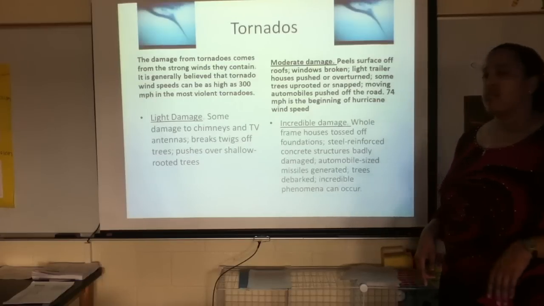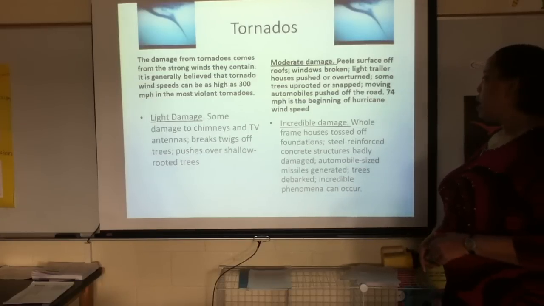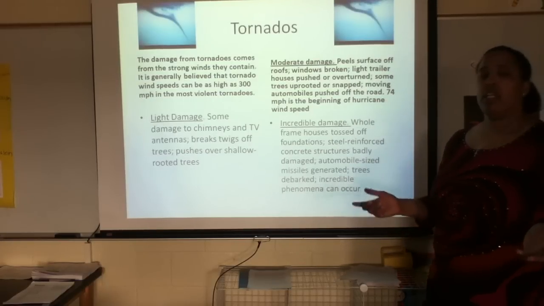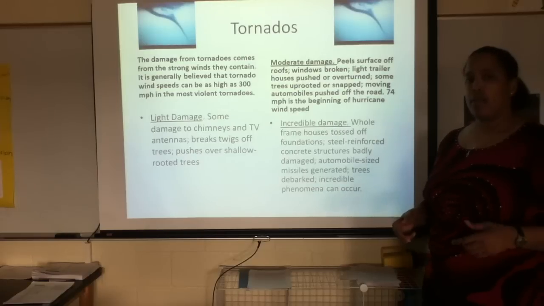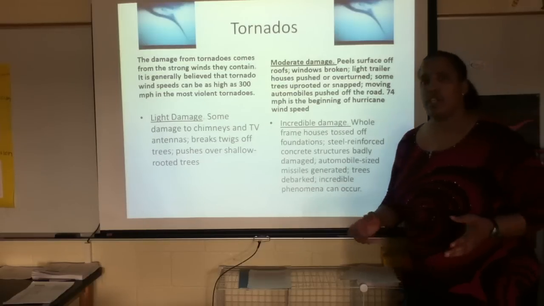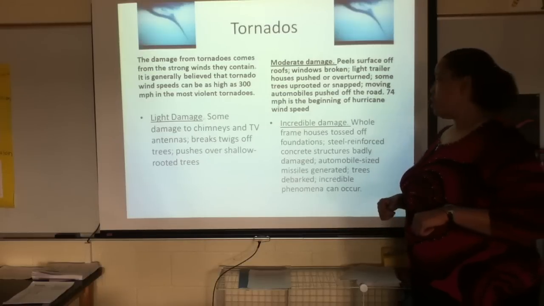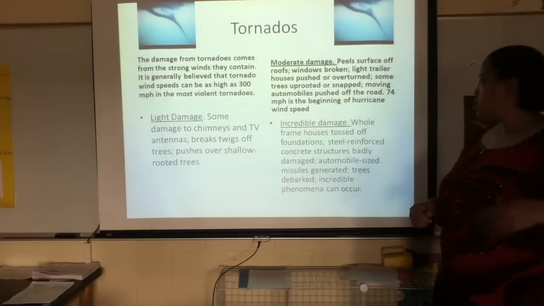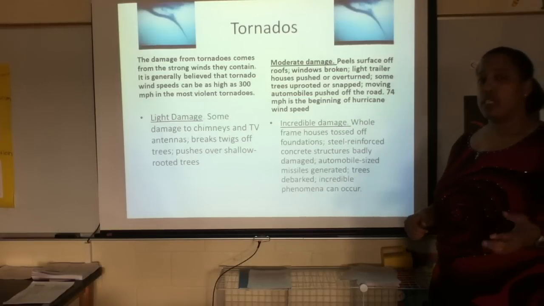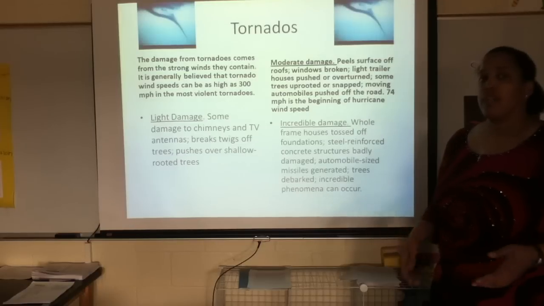And then the last one is incredible damage, and houses are completely tossed off their frame, kind of like in The Wizard of Oz, and Dorothy and her house ends up in a different area because of the tornado. And automobiles become missiles because they are traveling at high rates of speed and will damage whatever they land into.